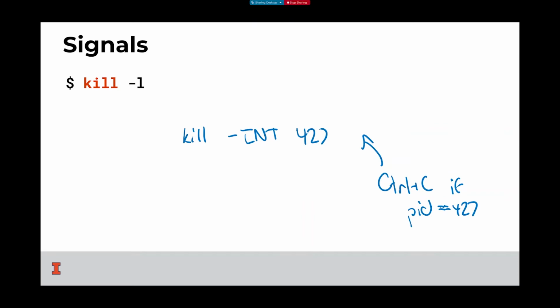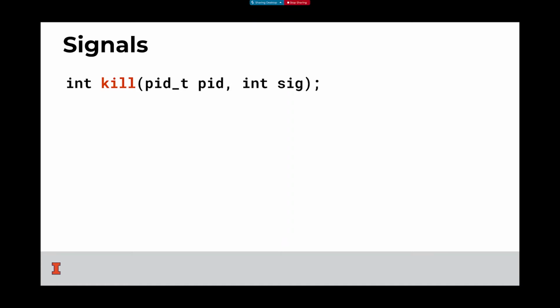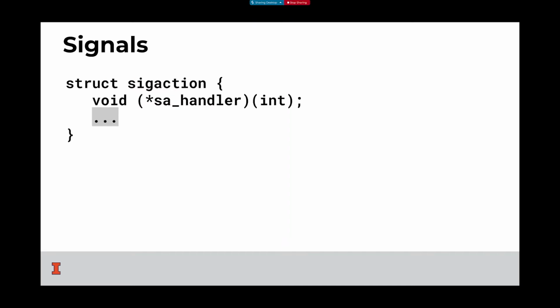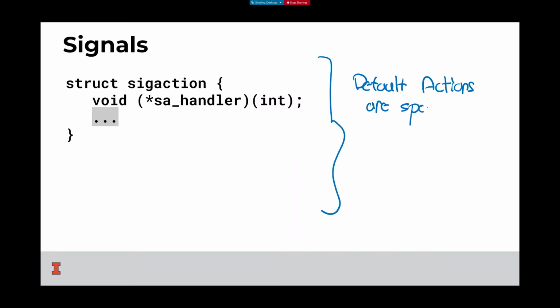So we can send a SIGINT to a process. We can also send a signal with a C call. It's also called kill. But the thing that's really, really useful is we can actually control what happens when our program gets a signal. So by default, default actions are specified for every signal.